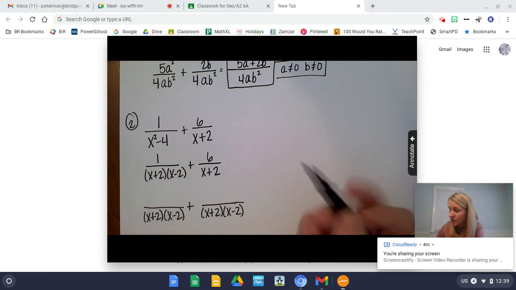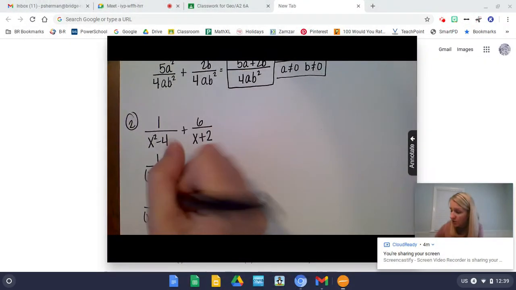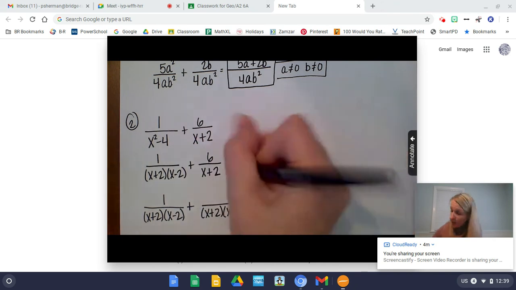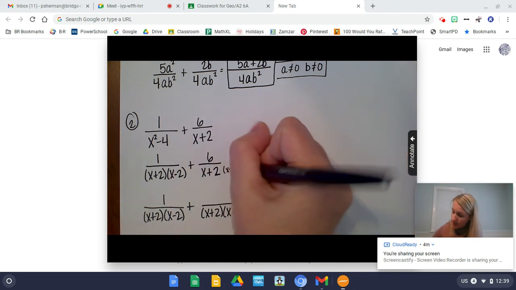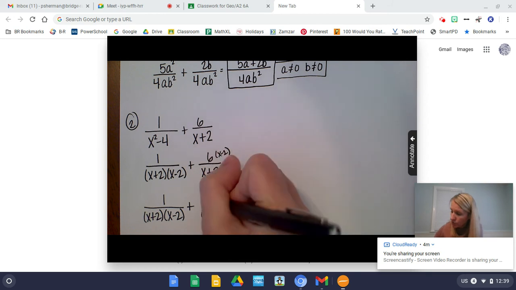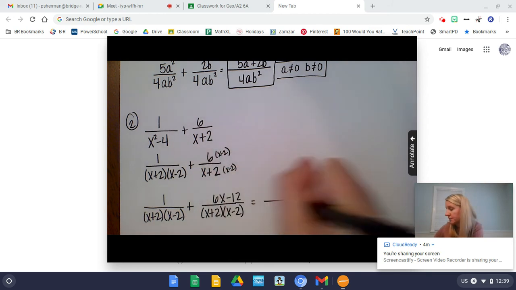So I say, do I have to change the numerator? In this case, it's no, right? Because that's the same as that, so that just stays as 1. And in this case, I have x plus 2, so I would have to multiply by x minus 2 to get to the common denominator. And I'll just do my quick little distributing, and that gives me 6x minus 12.